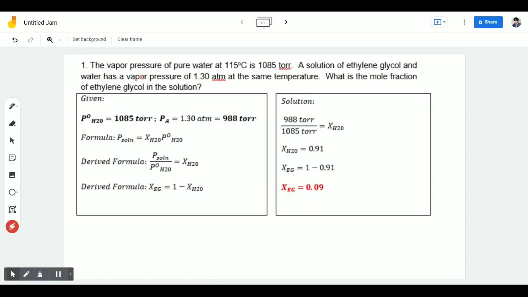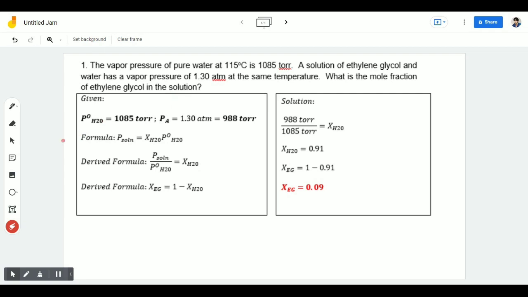So for the first question, the vapor pressure of pure water at 115 degrees Celsius is 1085 torr. A solution of ethylene glycol and water has a vapor pressure of 1.30 atm at the same temperature. What is the mole fraction of ethylene glycol in the solution? So first of all, we list all the given.